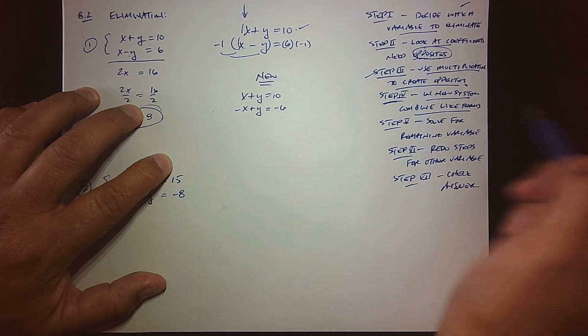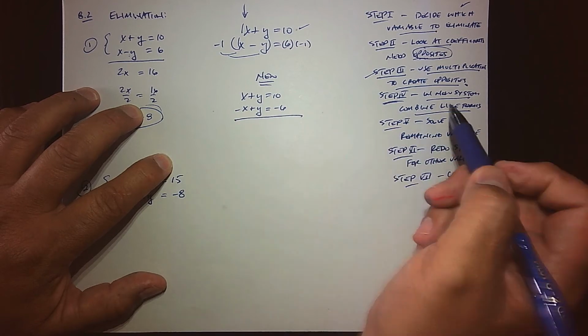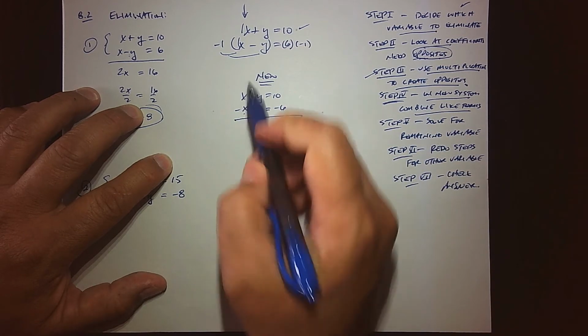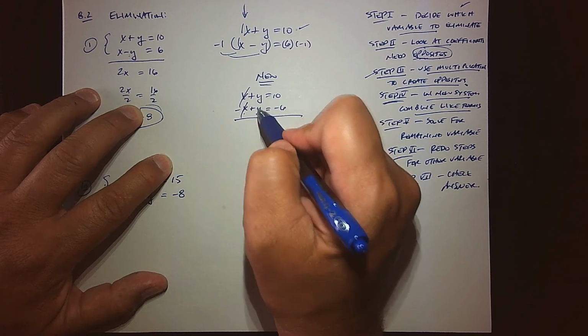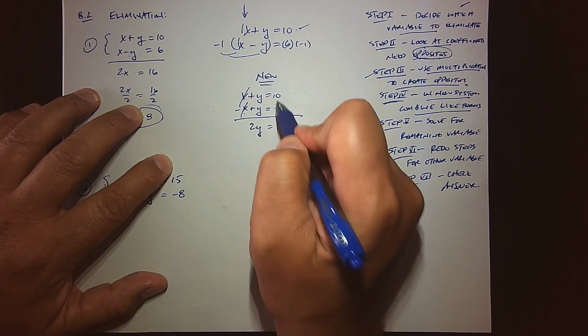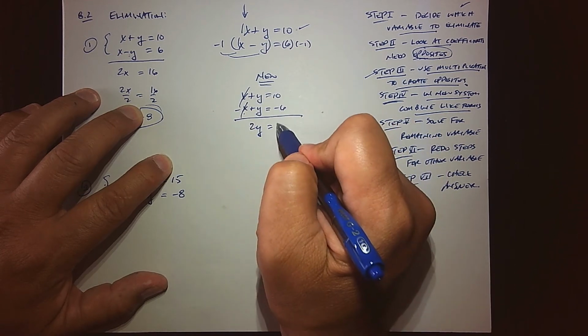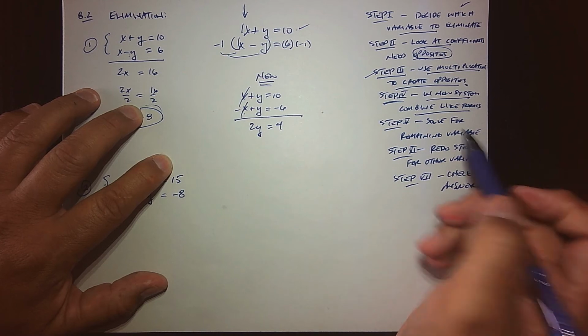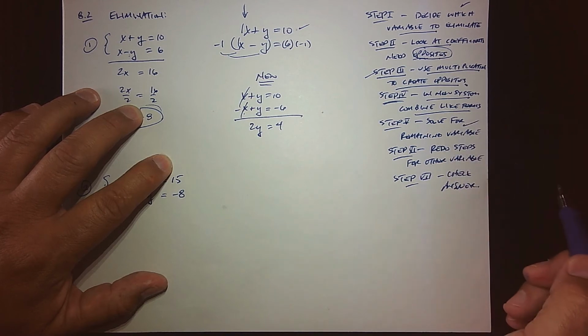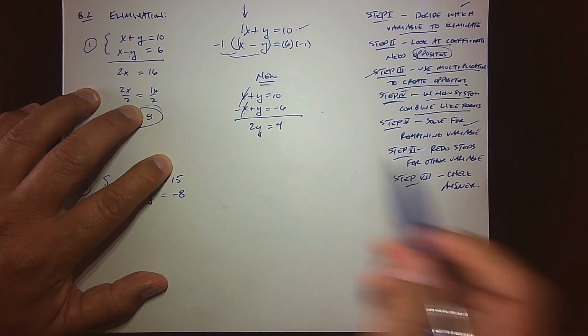You'll notice by doing that step, we're ready for step 4. In our new system, we can combine like terms again. So step 4, when I do this, x take away x, well, they eliminate. y plus y is 2y, and 10 plus a negative 6 is 4. And now what we can do is step 5: solve for the remaining variable.